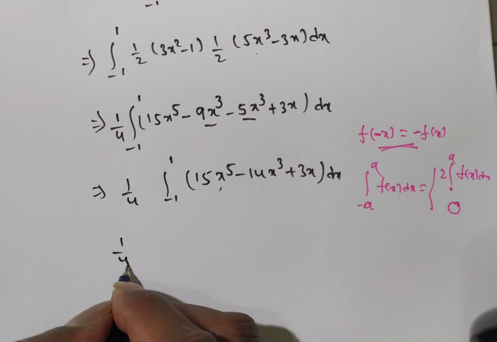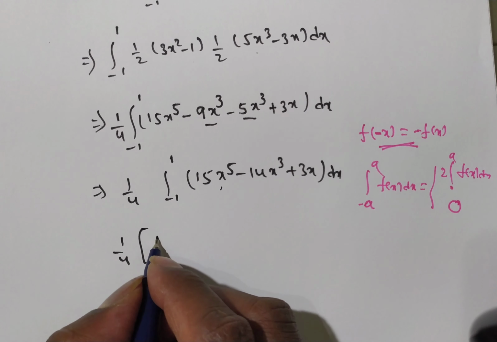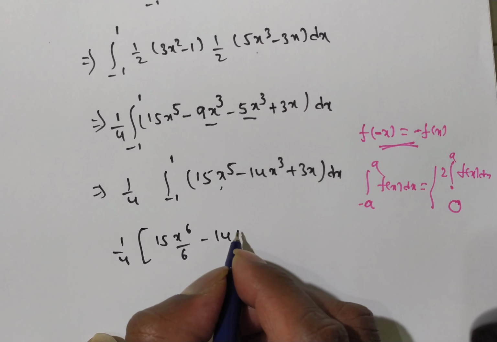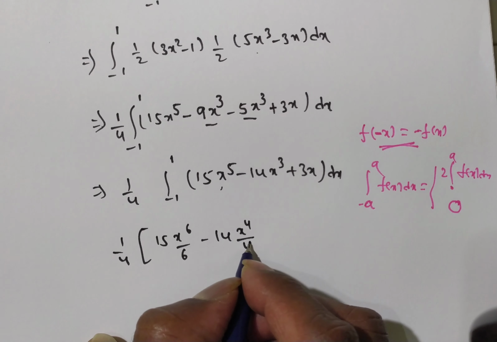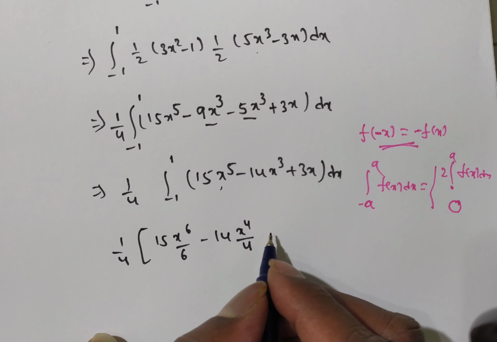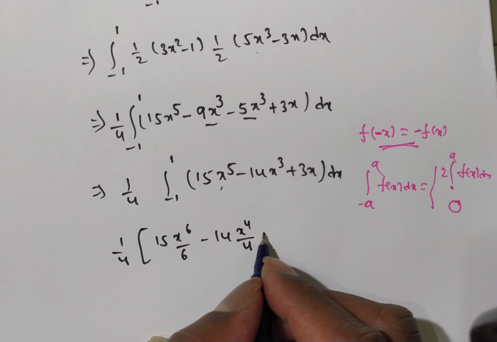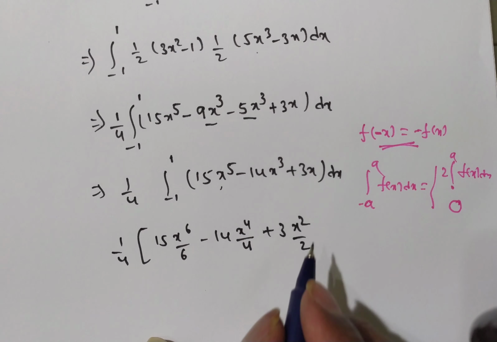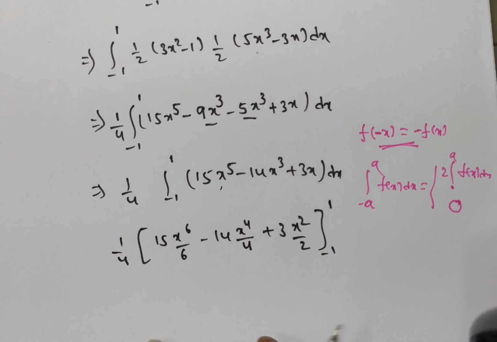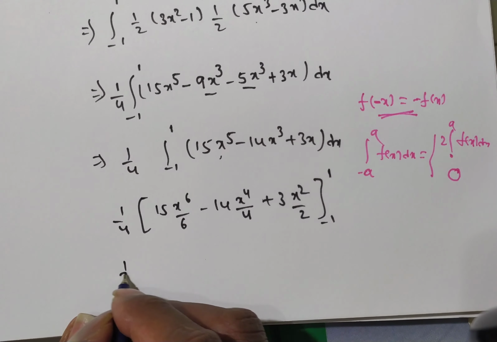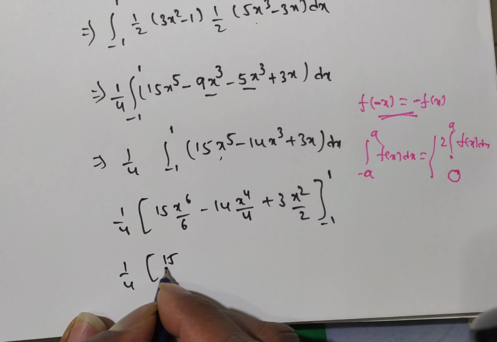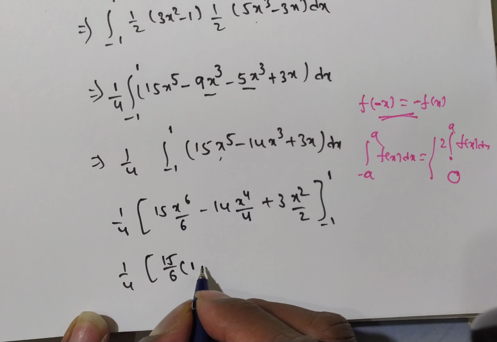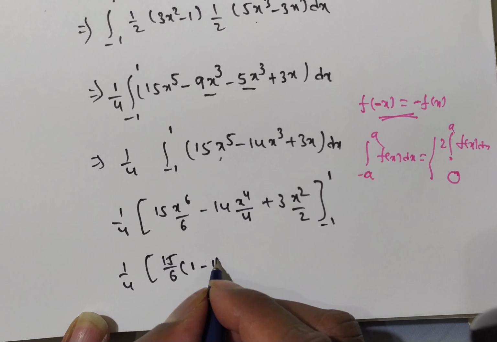You see, 1 by 4 times of. Now do the integration. 15 into x power 5 integration, x power 6 by 6, minus 14 into x cube integration, x to the power of 4 by 4. Next here you have plus 3 into x integration, x square by 2. Right. Limits from minus 1 to 1. Now you have to substitute upper limit and lower limit. You see 15 by 6 is common. Then 1 to the power of 6 is 1, minus lower limit, minus 1 power 6 is also 1.